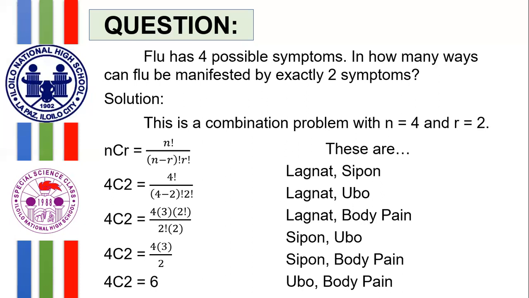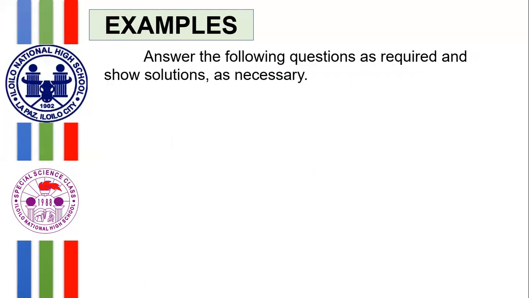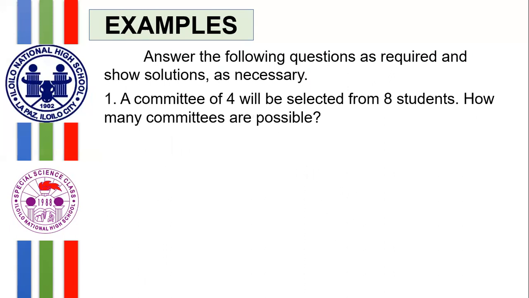Now, let us move on to the different problems that involve combination. Let's discuss some of them. Examples. Number 1, a committee of 4 will be selected from 8 students. How many committees are possible? So from here, in a committee, order is not important as long as they are within the committee. So this is a combination problem.